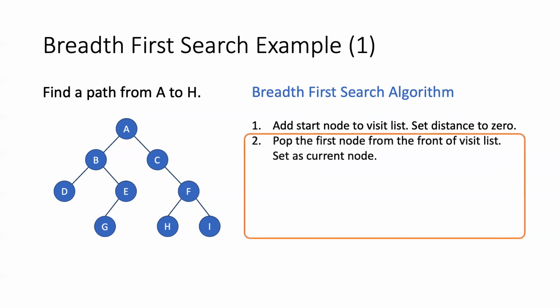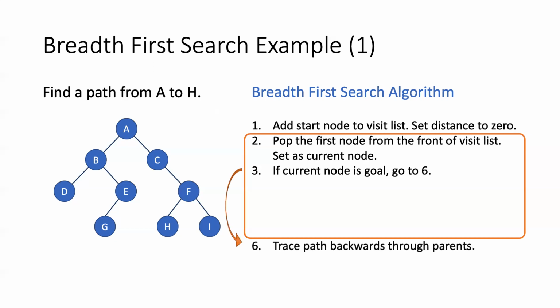Once we do that, then we're going to pop off of the visit list the first node, which will be the start in this case, and then we're going to set that as the current node. Once we do that, we see if our current node is the goal. If it's the goal, then we found a path, great. Let's go ahead and return that path. So we're going to trace back from the goal node that we found as the current, and we're going to trace back to the start.